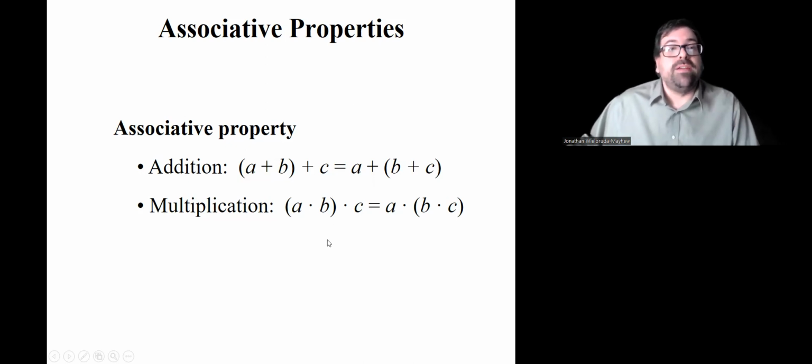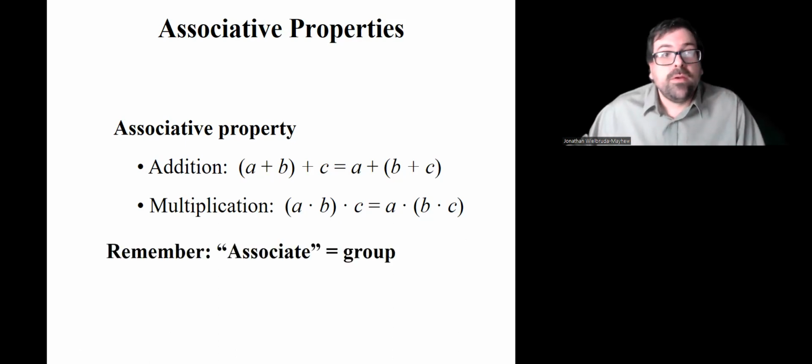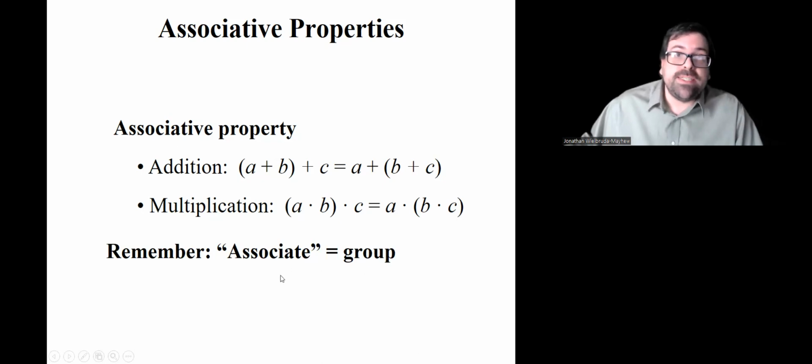Likewise, the associative property of multiplication tells us that we can group a times b in a times b times c and multiply a times b first. Or we can move the parentheses over to b times c and multiply b times c first and then a. It doesn't matter which grouping we do first. To help you remember that the associative property is the grouping one, remember that associate is like grouping. The people you associate with could be the people in your group.